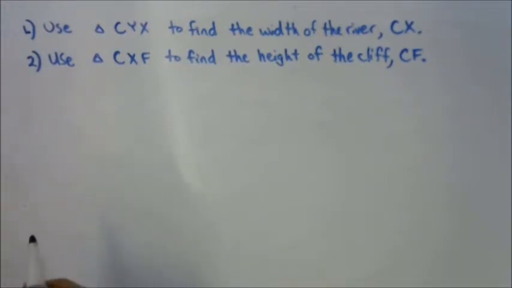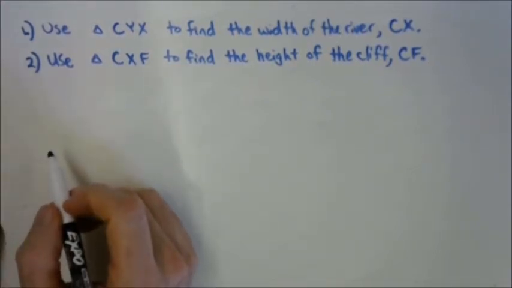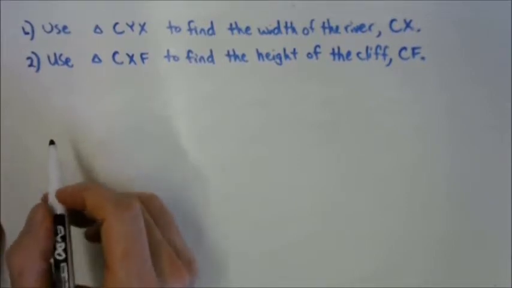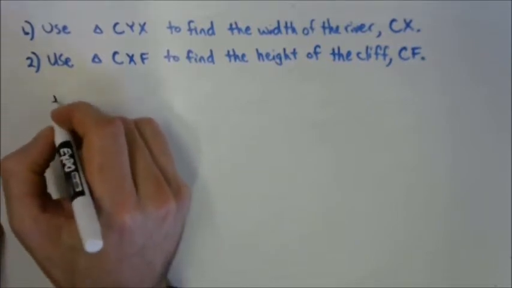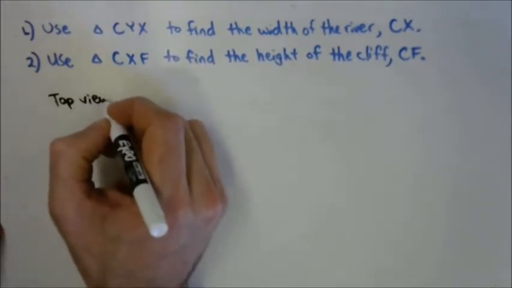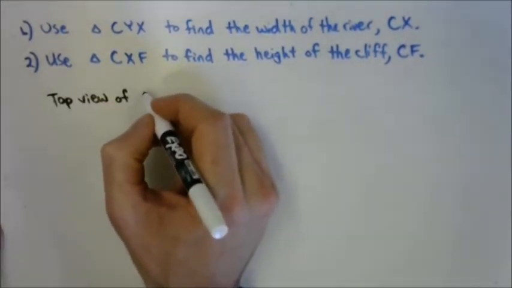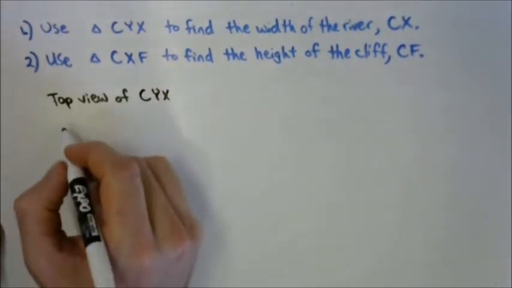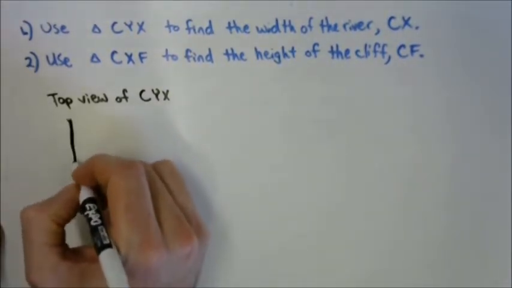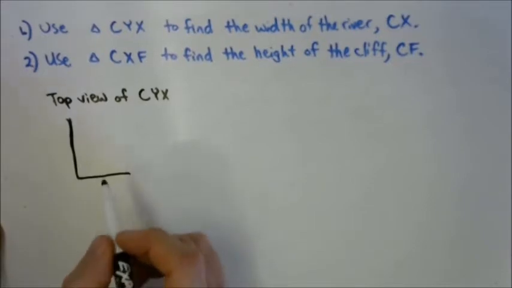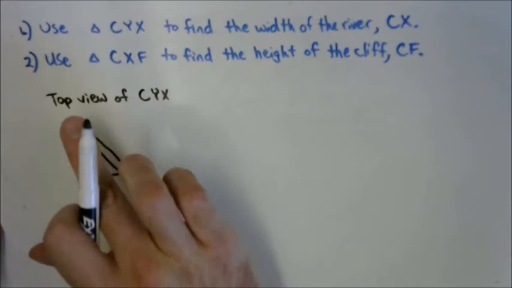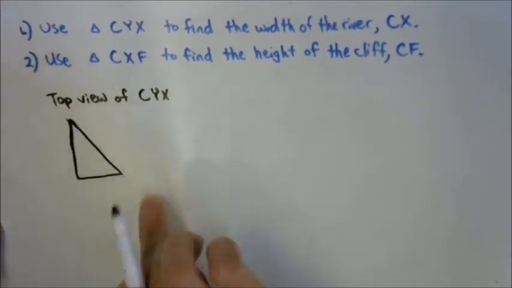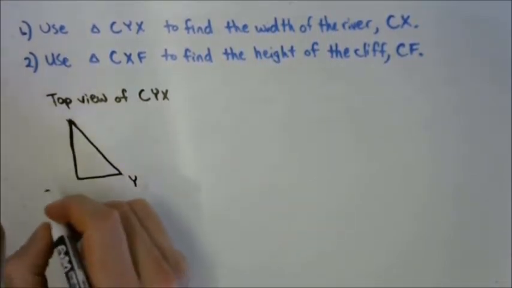Well, in order to help me with this horizontal triangle, the diagram is good enough. I could get it from there, but I might want to just redraw that triangle so that I can get the top view. I want the top view of CYX. If I was standing on top of the cliff and I could see the triangle CYX, it would look more like this.